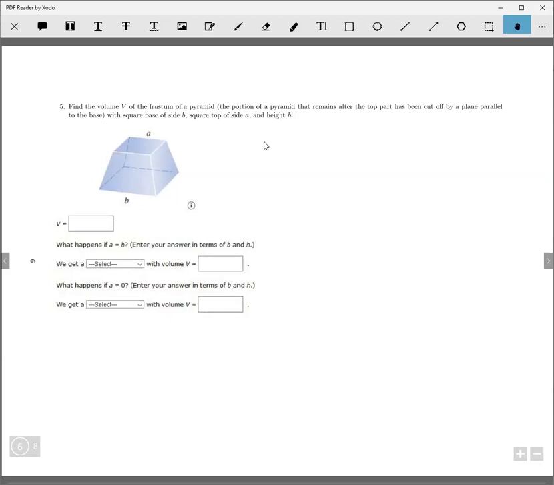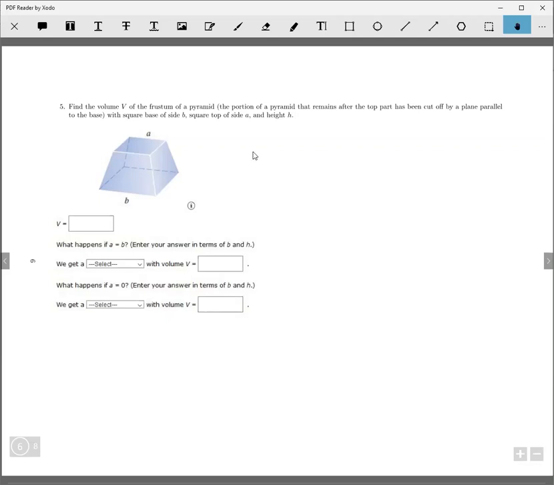Oh, a lot of variables here. Okay, so if you take the cross section at any point, at any height, then you're going to get a square. Now the square on the bottom has side B, and the square on the top has side A.